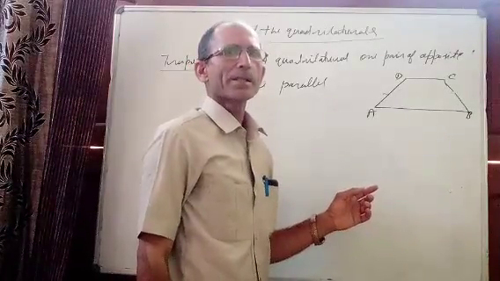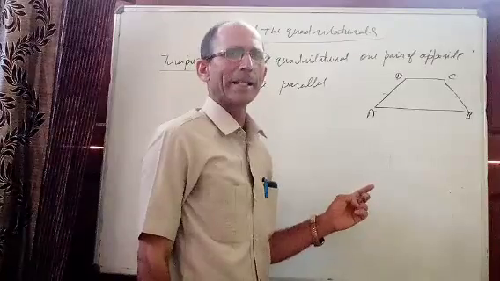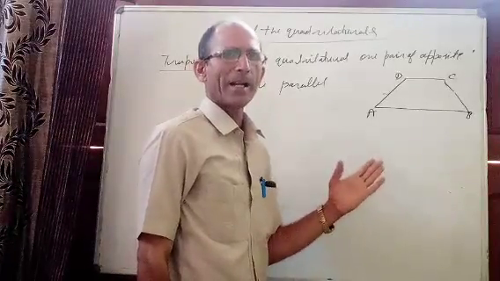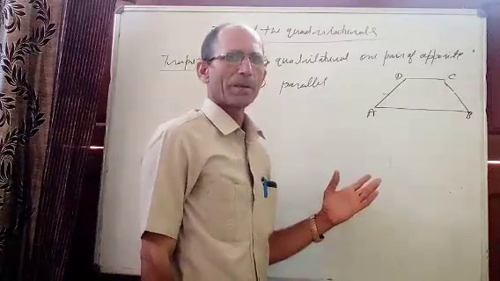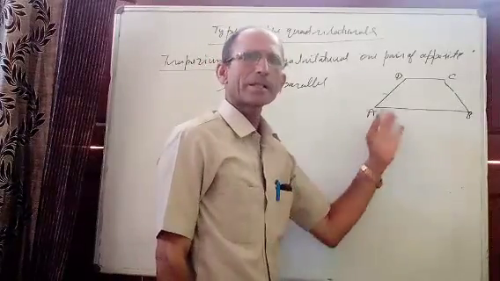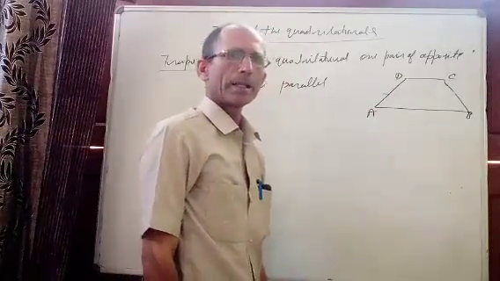In the exercise, we will discuss how to find the area, the parallel sides and the distance between them. So we will discuss it in the exercise. So this is the type of quadrilateral called a trapezium.